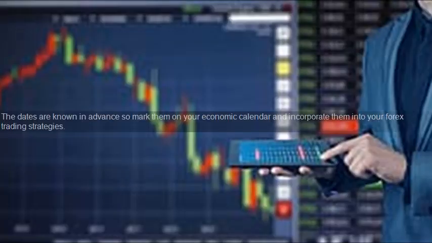The dates are known in advance, so mark them on your economic calendar and incorporate them into your Forex trading strategies.